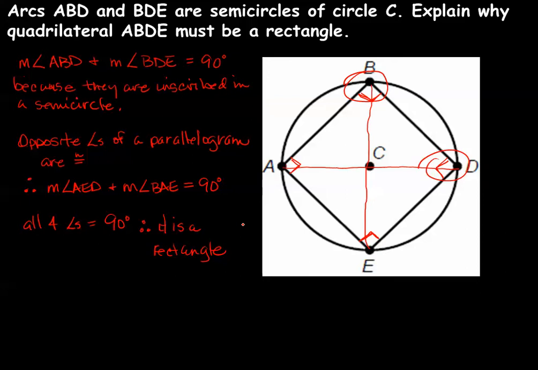Now then, just in case we're not positive about the other half of the circle being a semicircle, we can prove that angles AED and BAE are also 90 degrees because opposite angles of a parallelogram are congruent. And since all four angles equal 90 degrees, this is definitely a rectangle and could even be a square, but we can't swear to that. All right? Okay, let's move on.